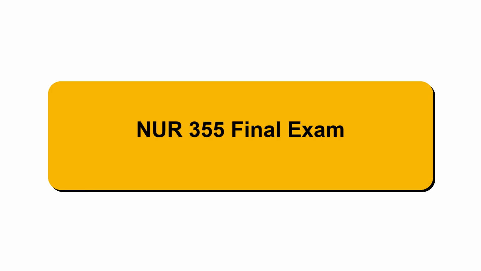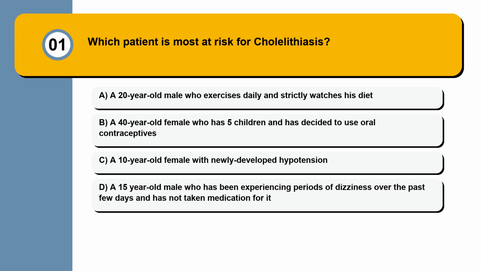NUR 355 Final Exam. Question 1. Which patient is most at risk for cholelithiasis? A 20-year-old male who exercises daily and strictly watches his diet. A 40-year-old female who has 5 children and has decided to use oral contraceptives.